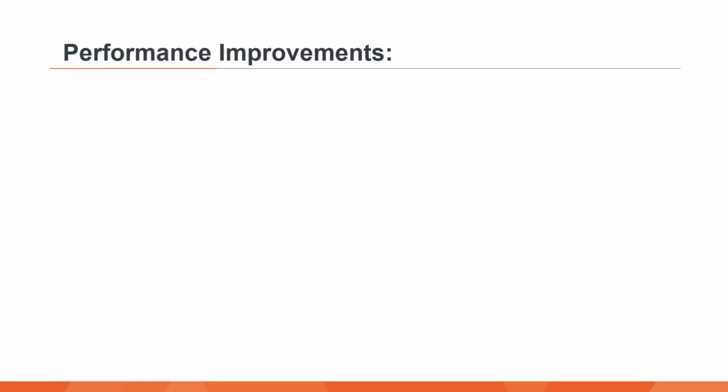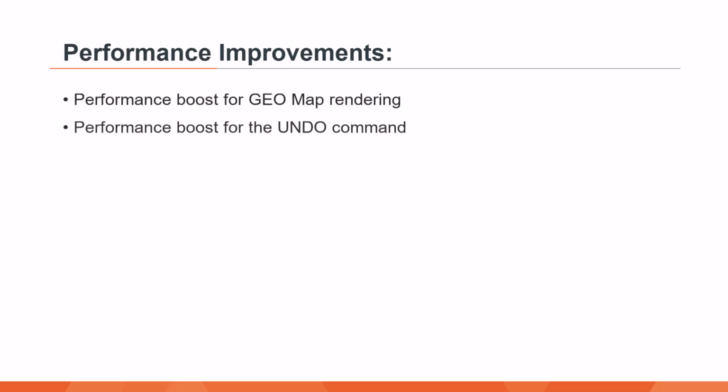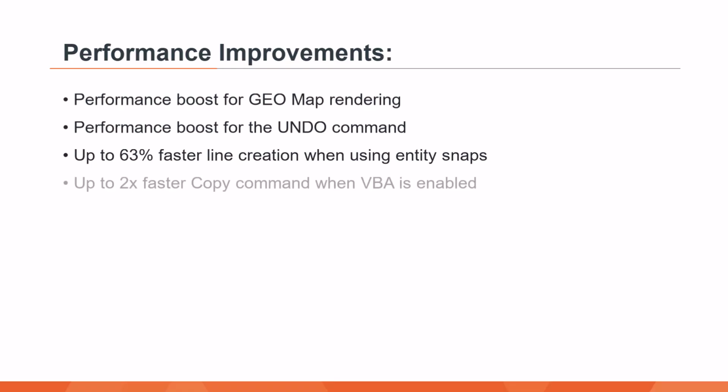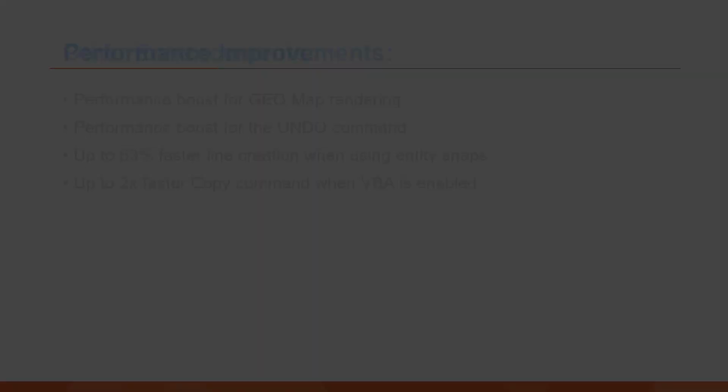Here are some performance highlights. Remarkable performance boost for GeoMap rendering, significant performance boost for the undo command, up to 63% faster line creation when using entity snaps, up to 2 times faster copy command when VBA is enabled.